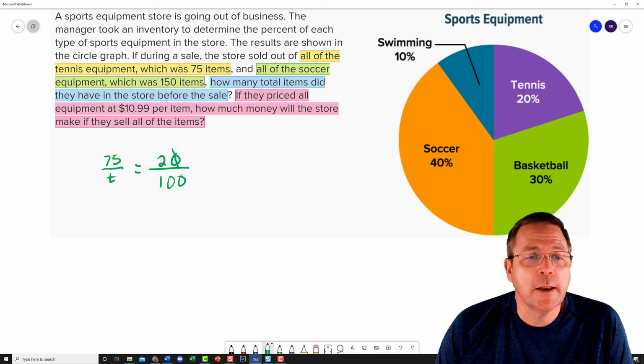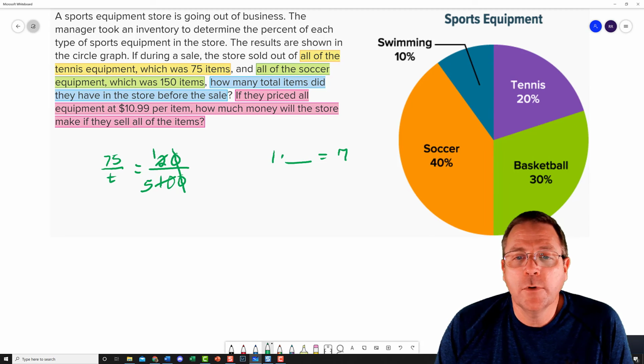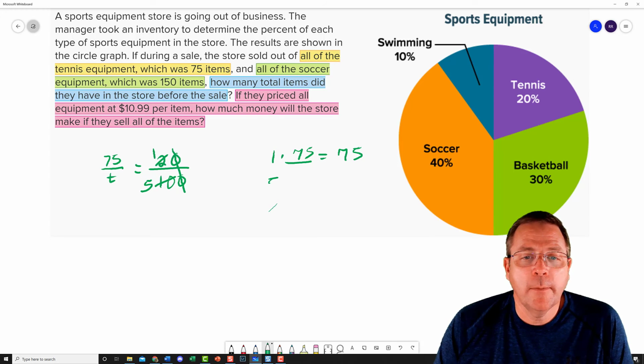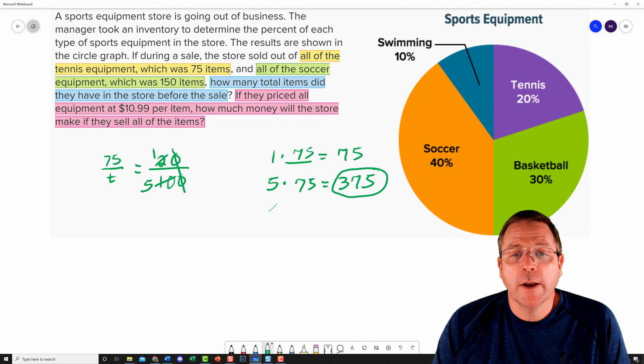So let's divide the zeros off here. They're gone. And then 2 goes into 2 once, 2 goes into 10 5 times. Now, can I multiply 1 by something to get to 75? Of course I can. So 1 times what number is equal to 75? That's going to be 75. And if I do it on the top, I have to do it on the bottom. So 5 times 75, well 5 times 70 is 350, 5 times 5 is 25, so that's going to give me 375 for my total items.